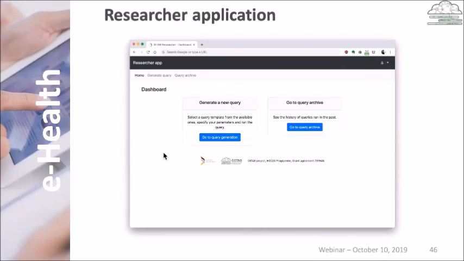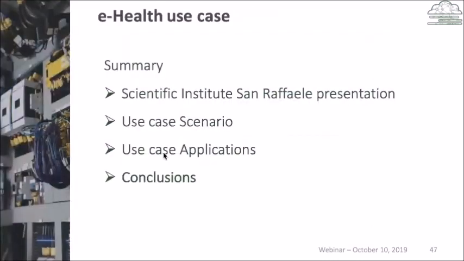So to make an example, in the case of the researcher application, application developers are really concerned about providing features such as the possibility of re-executing queries, the possibility of getting notified when new data sets are available, and this kind of stuff. And they can really defer all the other aspects related to data to DITAS. So with that, I conclude my part related to the technical discussion of the use case applications. I will leave the floor to Andrea for some final remarks.